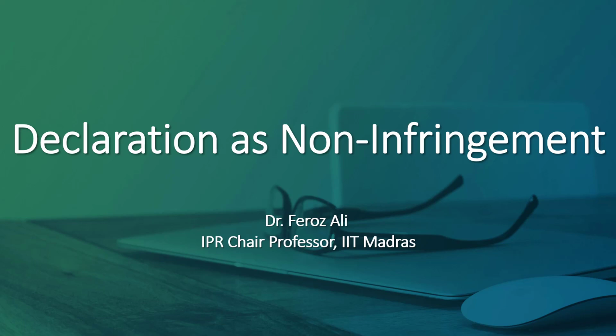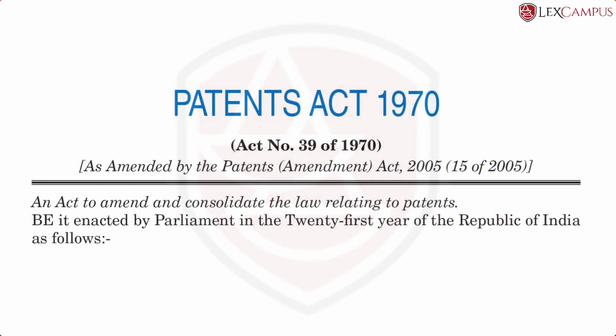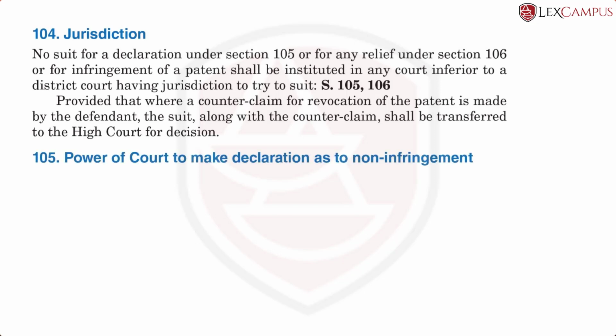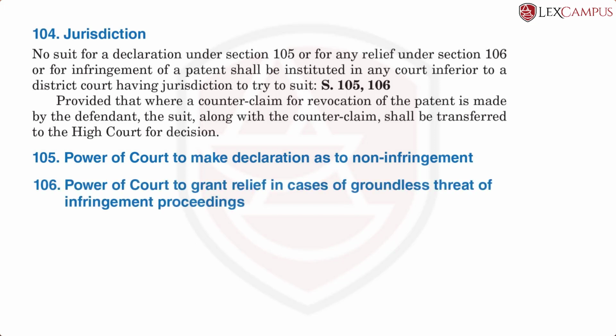We had mentioned that there are two types of declaratory suits that can be filed under the Patents Act, and this was in the context of 104, where 104 refers to three types of proceedings. One, a suit for declaration under 105, or a suit for declaration under 106, or an infringement suit cannot be filed in a court that is inferior to a district court. We saw that in 104, and we have already seen infringement cases.